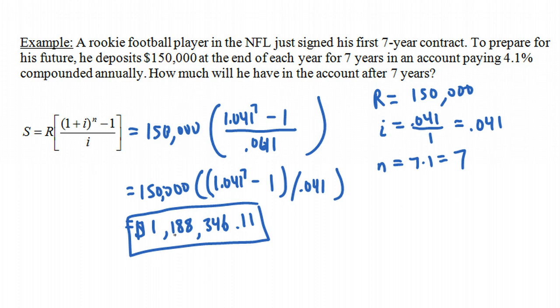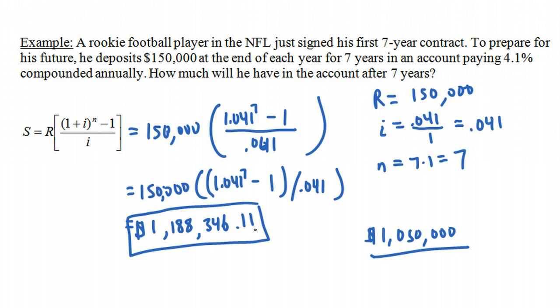Now, does that seem reasonable? Sometimes it's just good to check. Does this number seem reasonable? Okay, well, what if he didn't get any interest at all? I like to think of it that way. Suppose he didn't get any interest at all instead of the 4.1%. Well, you're putting in $150,000 7 different times, and if I type in my calculator 150,000 times 7, it ends up being $1,050,000. That's how much money he's putting in.